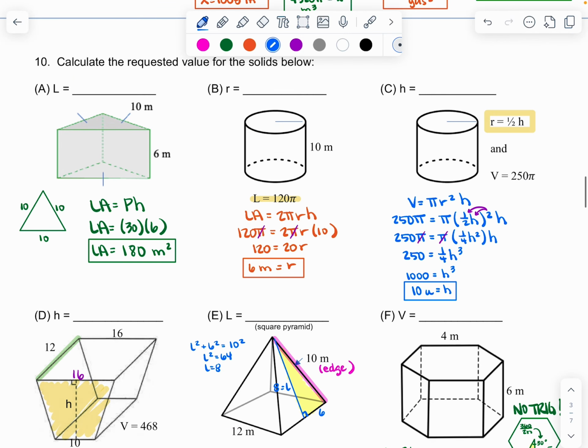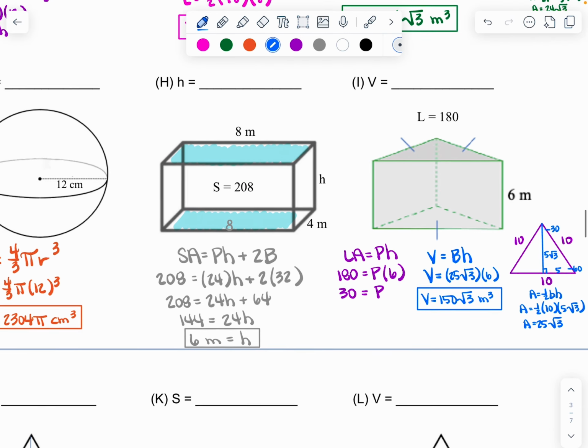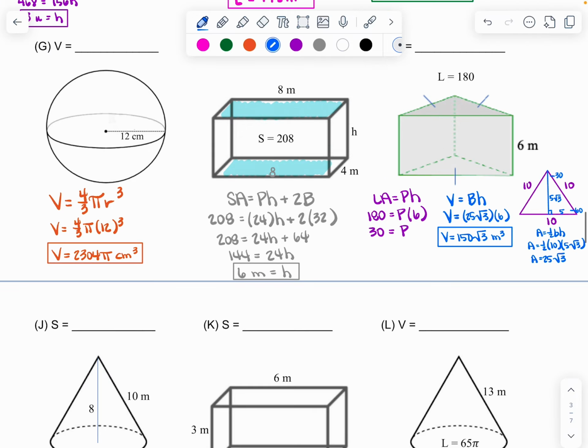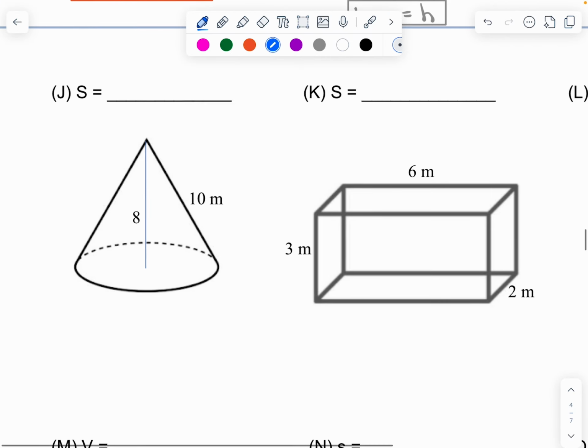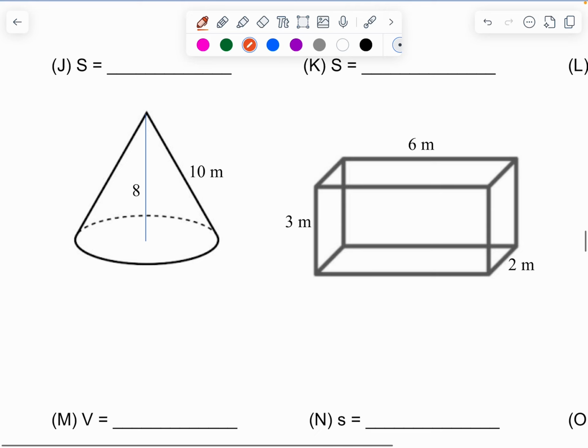Uh-oh, I did not want an arrow. There we go. Let me go back. I'm just going to look back at this one really quick. Okay. All right. Oh my goodness. On to J.